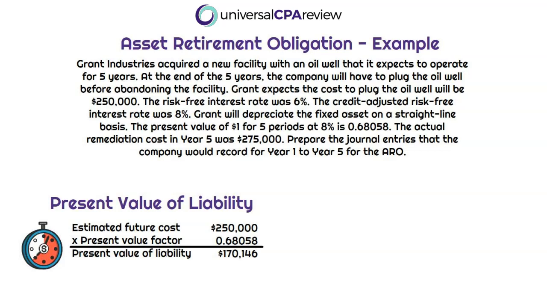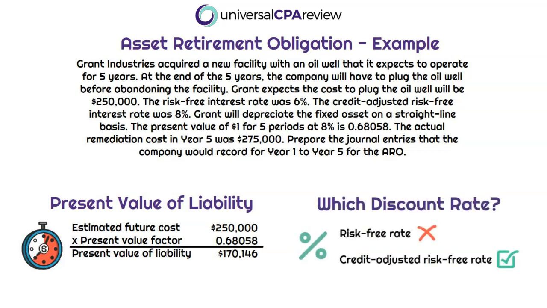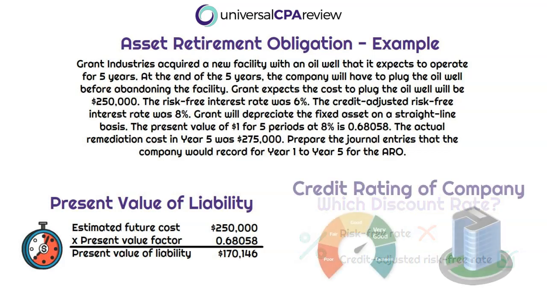We'll take that estimated future cost of $250,000 and multiply by the present value factor, which is given, at 8%. There's one other thing we need to know: we always use the credit adjusted risk-free rate. In some questions, that's the only rate given, but they can also confuse you by giving the risk-free rate. So always use the credit adjusted risk-free rate, because it takes into account the credit score or the risk rating for that company, rather than the risk-free rate, which is very generic and not related to a specific company.